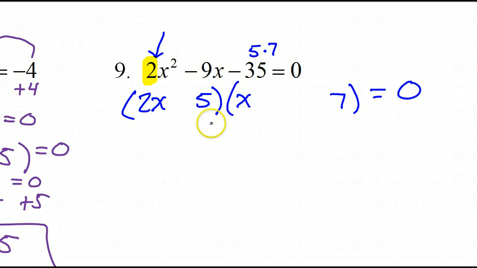So inner, I have 5x. Okay, outer, 2 times 7, I have 14x.